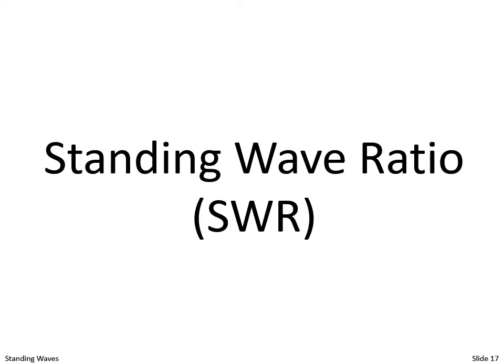Now let's get quantitative about the severity, if you will, of our standing wave. And we'll use the standing wave ratio to do that. The standing wave ratio is a very easy metric to measure, whereas reflection is a bit more difficult to directly measure. So instead, we don't actually have to directly measure reflection. We can measure the standing wave ratio and then really infer what that reflection was. Let's see how this works.